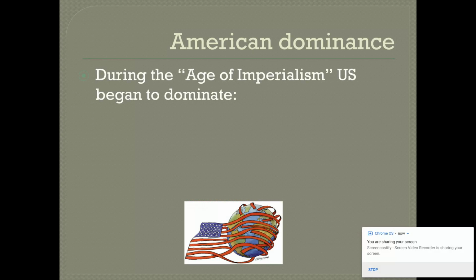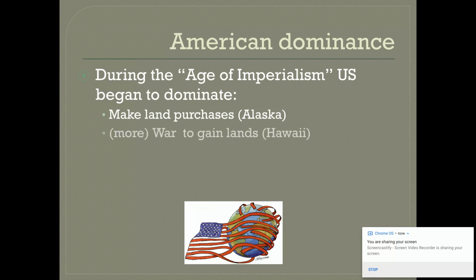During the age of imperialism, the United States began to dominate and take off, like we've already mentioned. They began to make land purchases like what we just talked about with Alaska. There was more land to gain. One of the areas that the U.S. was really focused on were some of the islands in the Pacific. Eventually, one of those islands becomes part of the United States and Hawaii. We're actually going to gain Hawaii later on.